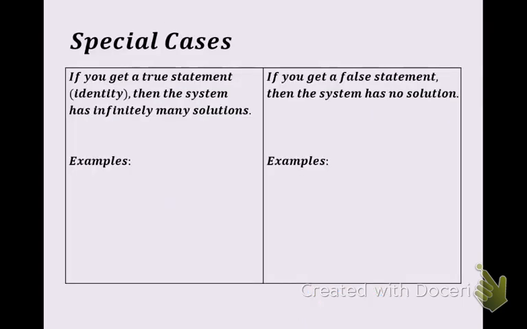Now let's take a look at some special cases. These are the exact same special cases that we talked about in the first section when we were graphing. The first one is if we get a true statement, then we're going to have infinitely many solutions. Now, remember, infinitely many means that we have the exact same line. So there's the first line and the same line on top of it. So write that down.